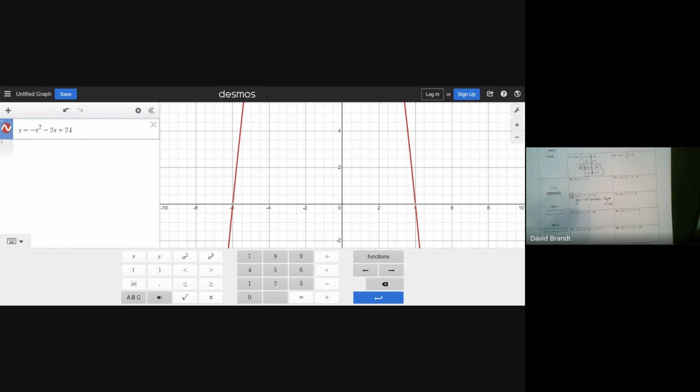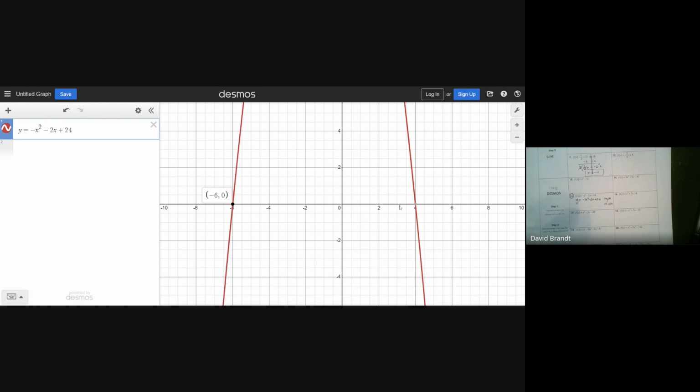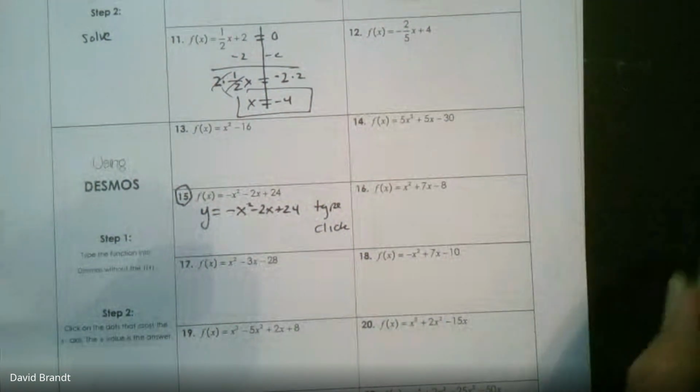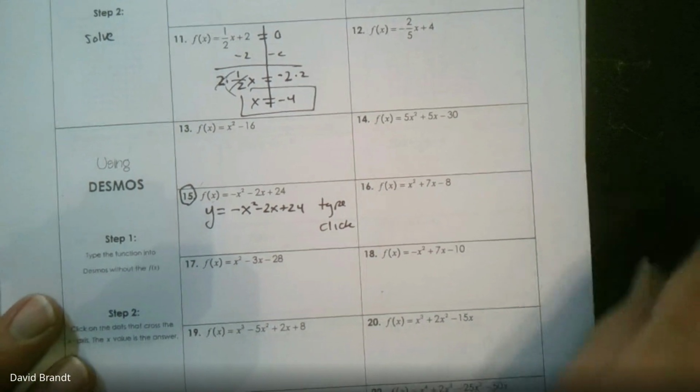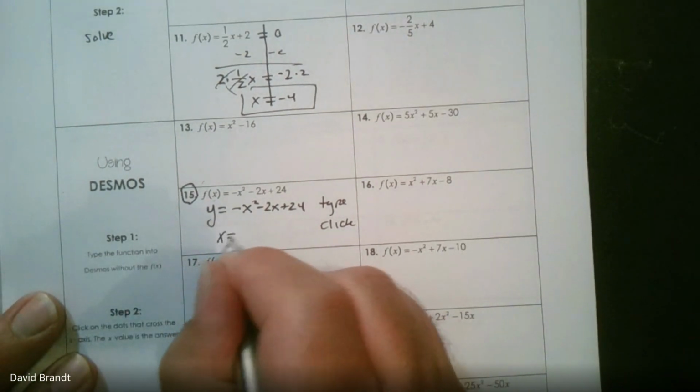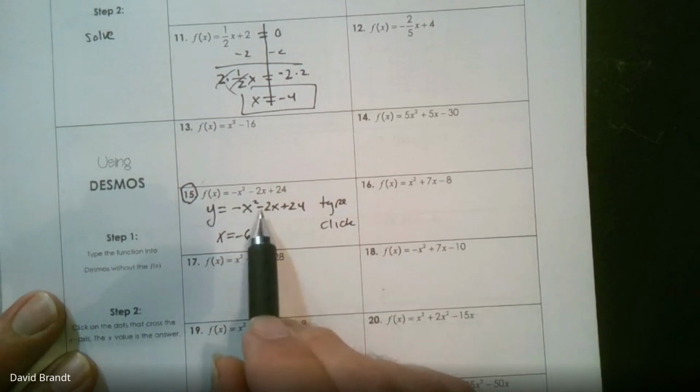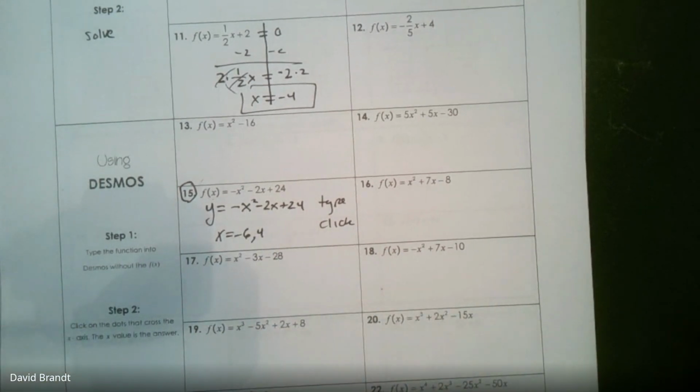There's two places where you cross the x-axis. All I got to do is click on it. See that little hand? Click. And over here, click. The two x values are -6 and +4. So let's write that in our book. The two answers were -6 and 4. So all I had to do is type and click. Now that's it for Unit 4.